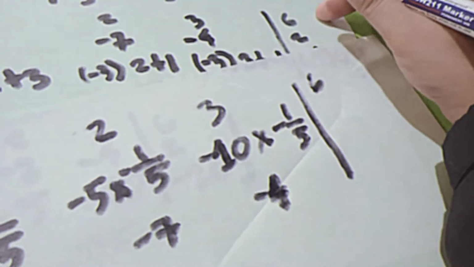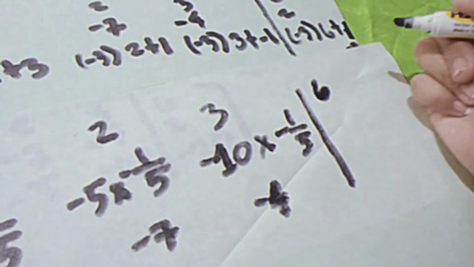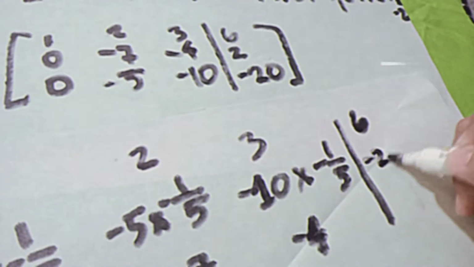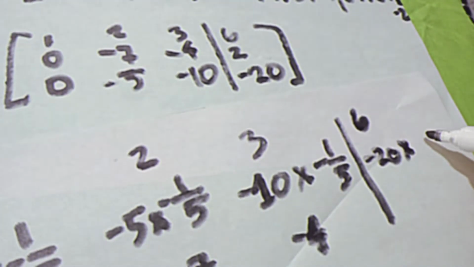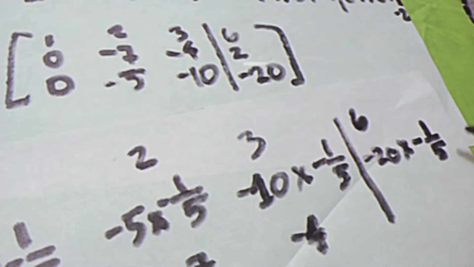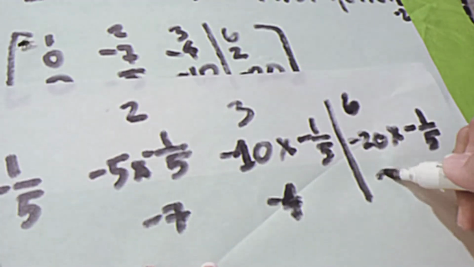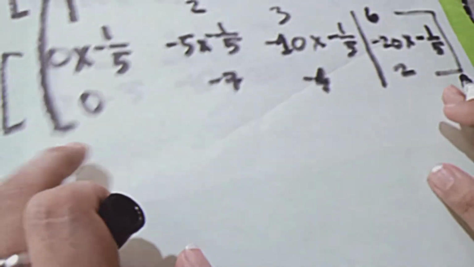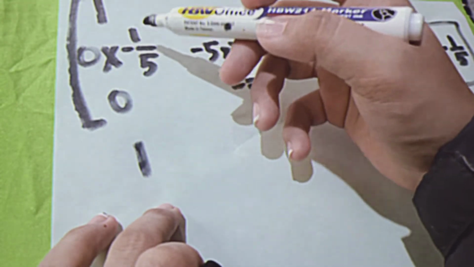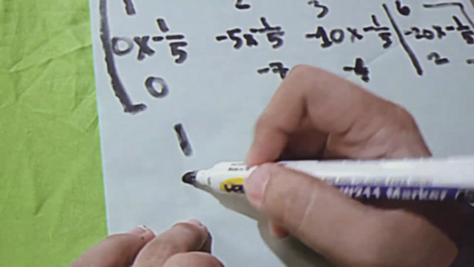Then copy this 6, and then 20, negative 20 times negative 1 over 5, and then 2. Oops, kaya ba sila? 1, so 0 times negative 1 over 5 is 0.